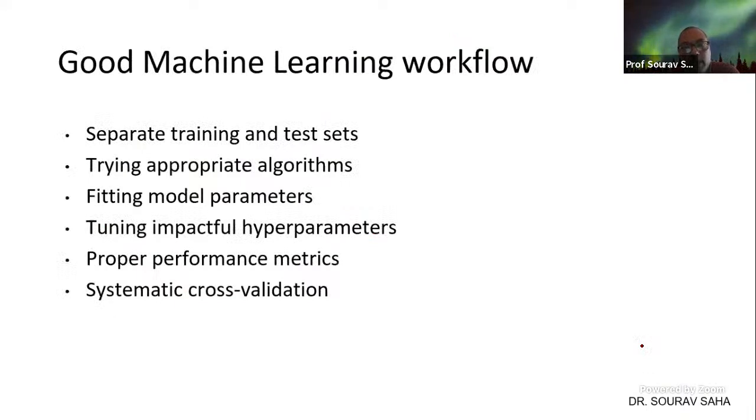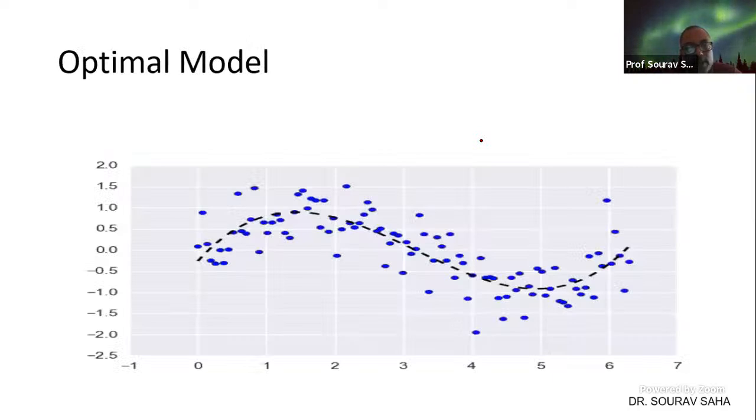For a good machine learning workflow, you first separate the train and test set, try some appropriate algorithms, fit the model parameters, tune the hyperparameters, look into the metric, and do some systematic cross validation. That is generally the thumb rule, the workflow for a good machine learning model process. And if you remember the data we saw earlier, this is probably the optimal model.